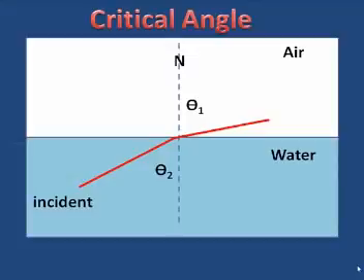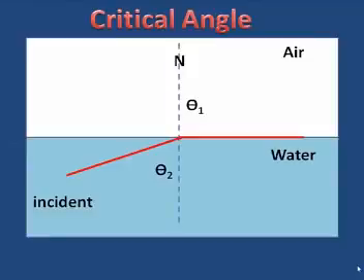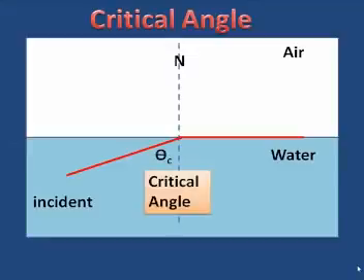There's a critical angle such that when light travels from the water to the air, or water to another medium, it'll go right along the edge, and the angle of refraction would be 90 degrees. That's called the critical angle. And in this case, theta 2 would be 90 degrees.